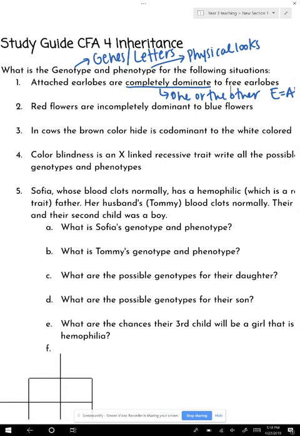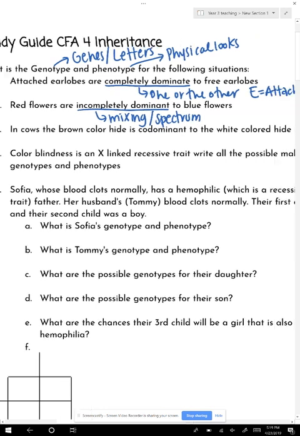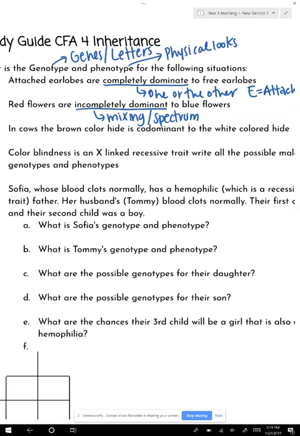Okay, the next one says red flowers are incompletely dominant to blue flowers. Incompletely dominant means that we have a mixing. This is where we usually see some sort of blending happening or a spectrum. So in this case, we have red to blue.